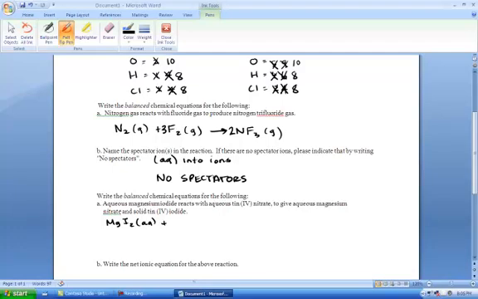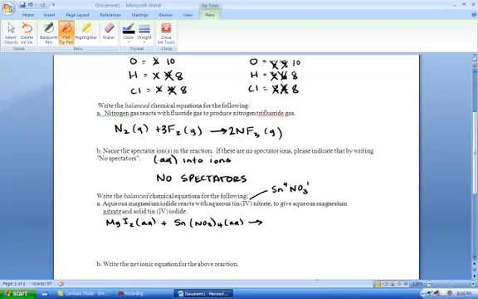It reacts with aqueous tin 4 nitrate. So tin we know is a 4. I'll come over here and show you how to do that. And nitrate, which we have to memorize, is a -1. Of course, when we write the correct compound, Sn(NO3)4, we have to put the 4 outside, and it too is aqueous.